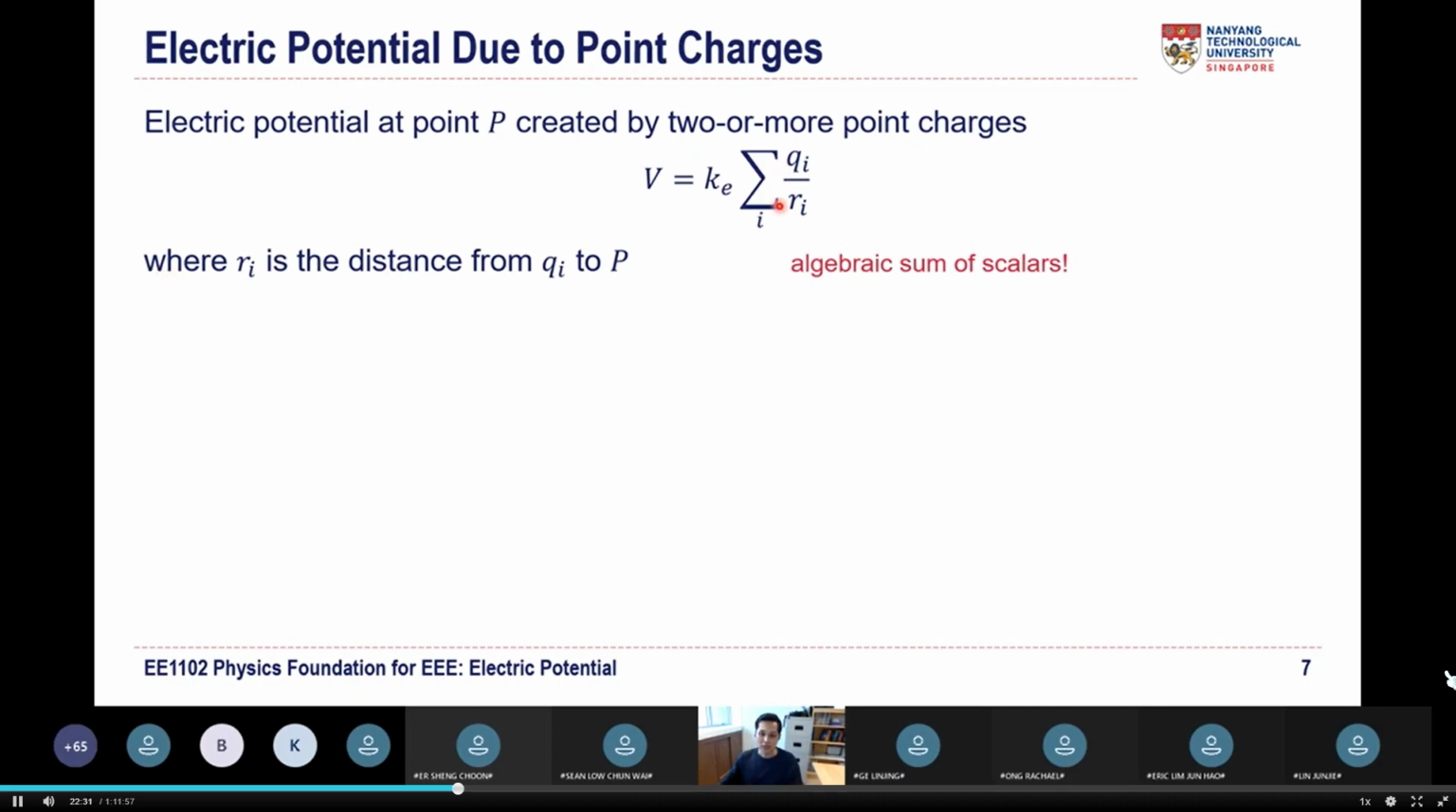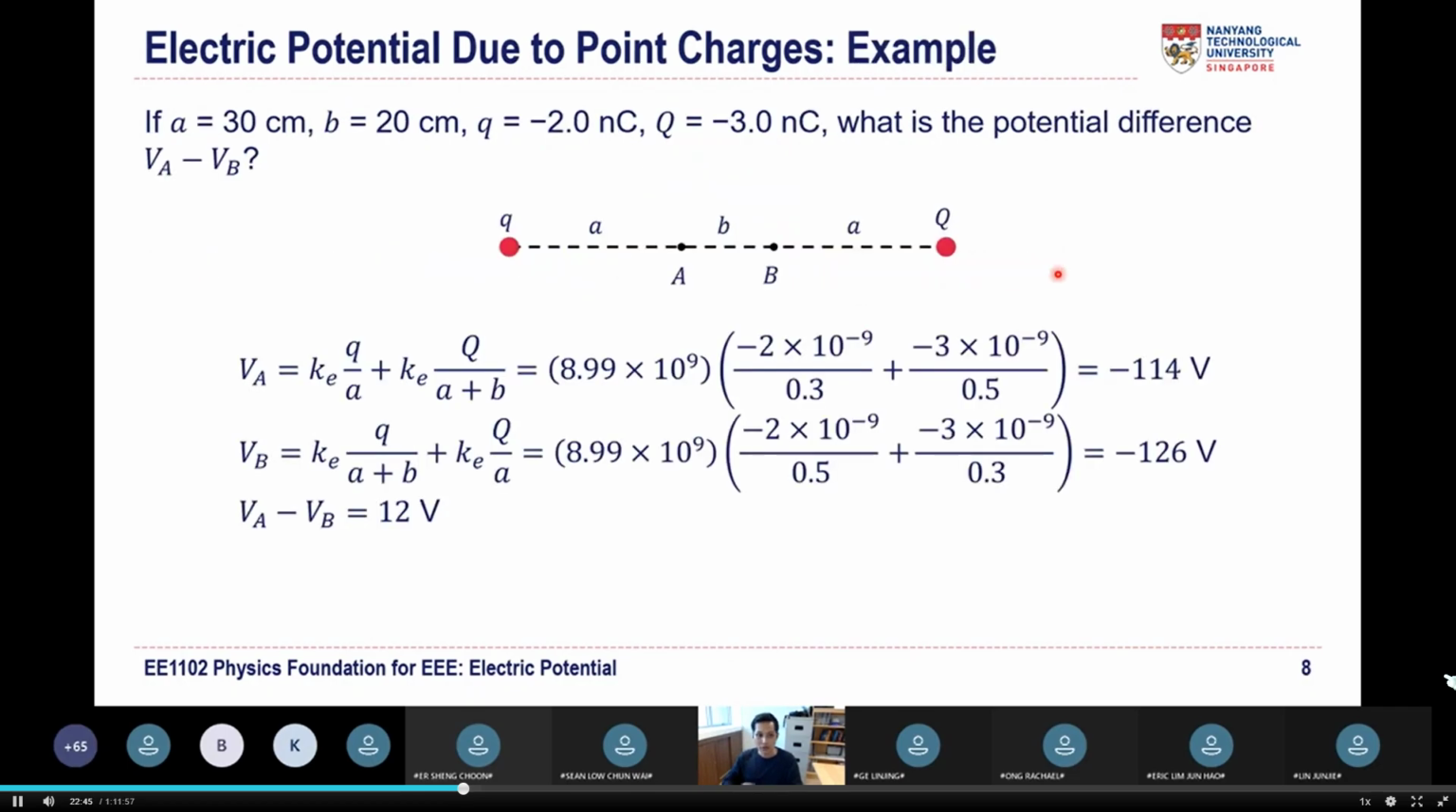So if you had two charges, then it will be the sum of the two terms; three charges, the sum of the three terms, and so on and so forth. So it should be fairly simple. Just an algebraic sum of scalars. So we can take a look at this example.